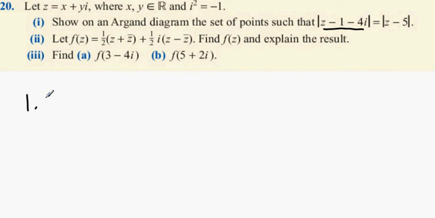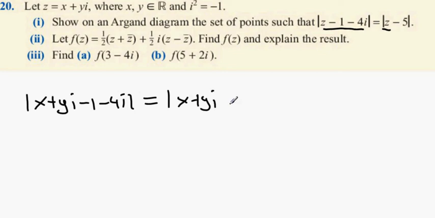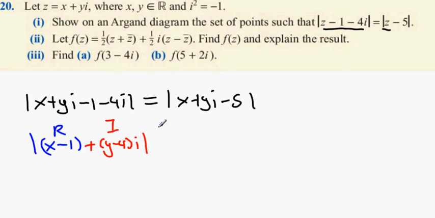So it's going to be x plus yi minus 1 minus 4i. And that's going to equal z, which is once again x plus yi, and then that's going to be minus 5. Now we have to get the modulus of both of these, so we've got to break it up into real and imaginary parts. The real part here is x minus 1, and the imaginary part is y minus 4. And in this one here, the real part is x minus 5, and the imaginary part is y.